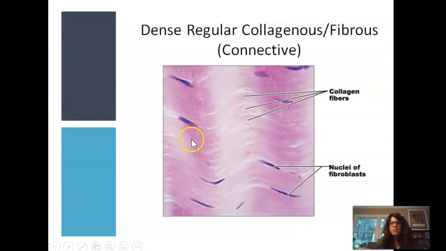Here's also another picture. Again, you can see the waves. Collagen fibers are located in white. These are the nuclei of the cells, these dark purple ones.